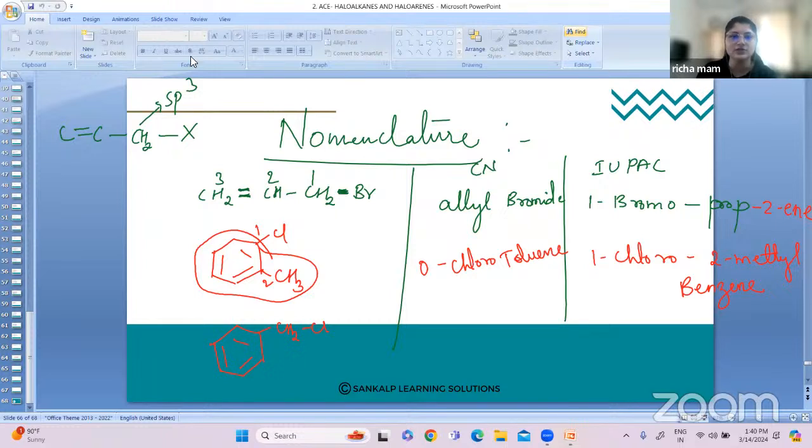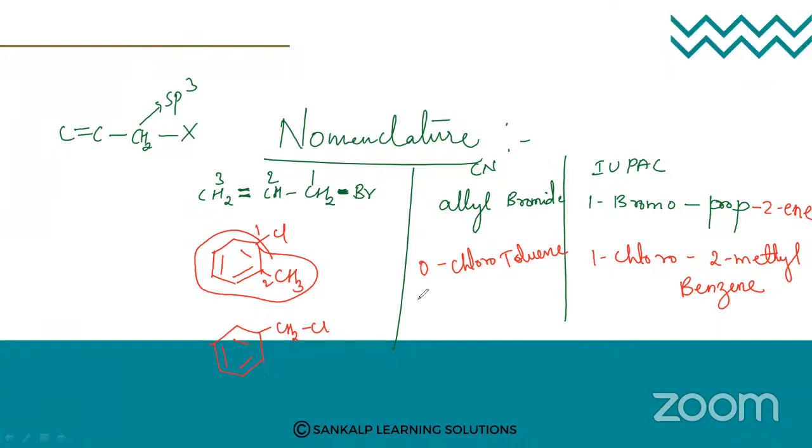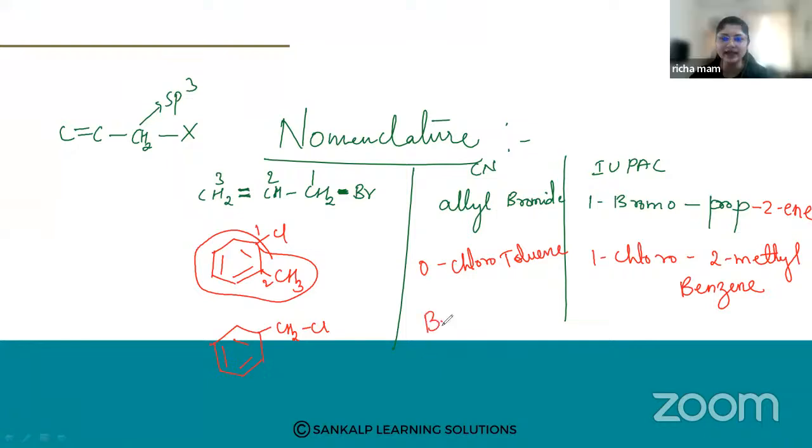Let me maximize this slide. Yes, what is the name? When you have a halide, this also we have classified. Whenever you have a halogen attached to an sp3 carbon which is next to an aromatic ring, what is it called? Benzylic halide. Yes, so this is benzyl chloride.